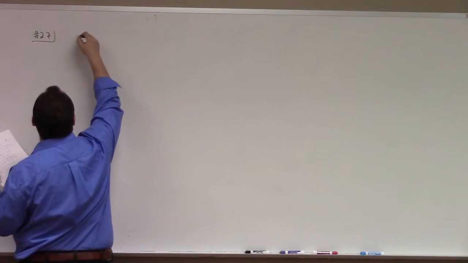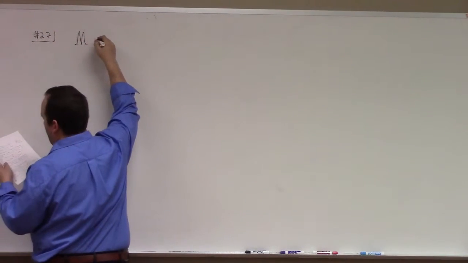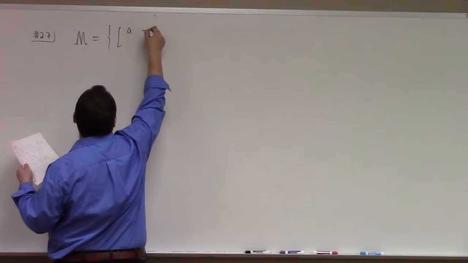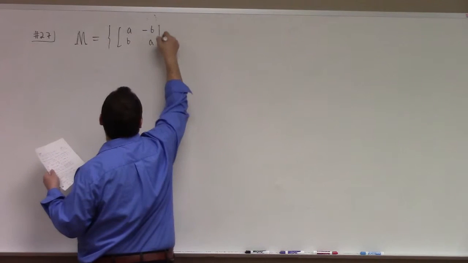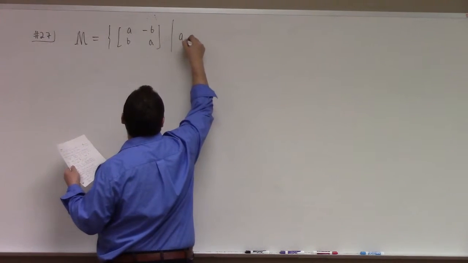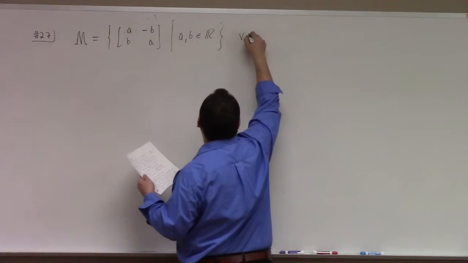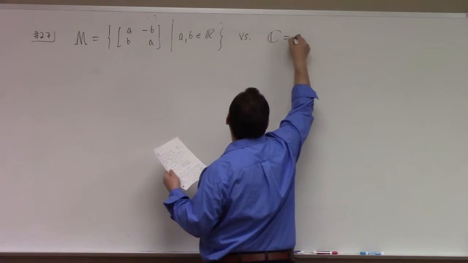So basically here, we're going to explore the connection between 2 by 2 matrices of the form [a, -b; b, a], such that a and b are real numbers, versus the complex numbers.